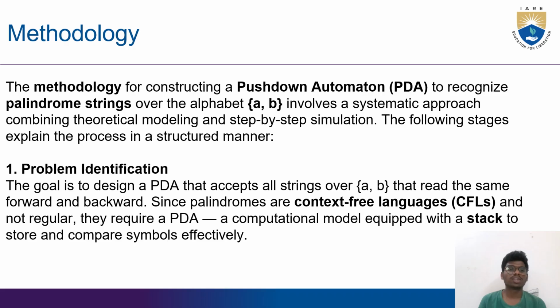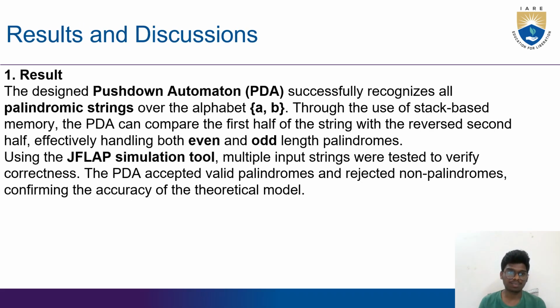Methodology. The methodology of constructing a pushdown automaton to recognize palindrome strings over the alphabet A, B involves a systematic approach combining theoretical modeling and step-by-step simulation. The following stages explain the process in a structured manner. Problem identification: the goal is to design a PDA that accepts all strings over A, B that read the same forward and backward. Since palindromes are context-free languages and not regular, they require a PDA, a computational model equipped with a stack to store and compare symbols effectively.